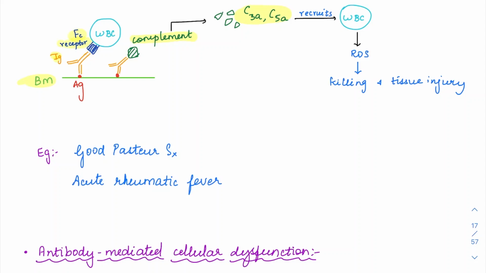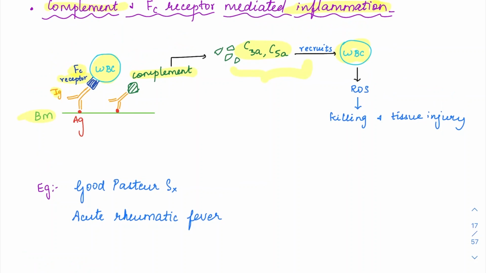Apart from that, the Fc receptor present on the WBCs can also interact with the Fc portion of the immunoglobulin antigen complex. So this again is going to cause WBC recruitment, and this anaphylatoxin is also going to recruit WBCs. So lots of WBCs are going to come, which is going to be part of this inflammation. When WBCs come, they are going to produce reactive oxygen species, which is going to both kill the cell and also cause surrounding tissue injury.